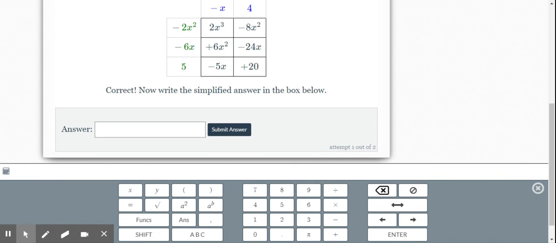So now we're going to simplify. And so then again, to type in on the keyboard, I can still use this keyboard that's shown here, 2x, and I'm going to use my a to the b. Actually, here, I'll show you.